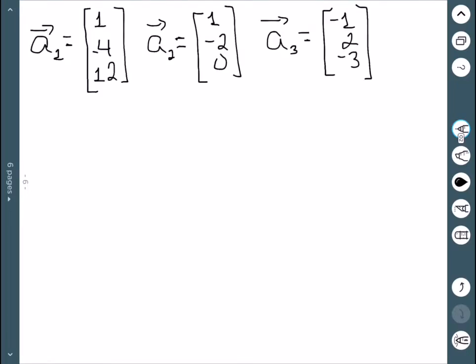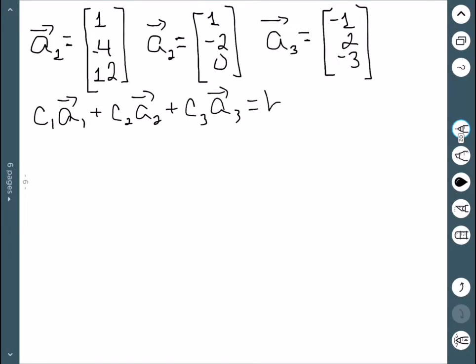Let's consider these three vectors, and I want to describe what the span looks like. So I'm looking for anything that can be written as a linear combination. And here we are writing down just the definition of a linear combination. And this time I'm trying to find b. I want to know what vectors b I could put into this in order to get a solution.